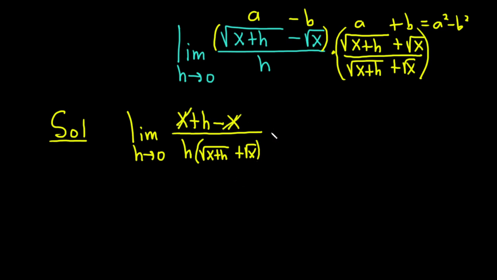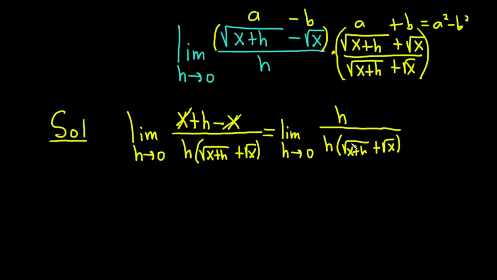These x's go away. So this is equal to the limit as h approaches 0 of h over h, parentheses, square root of x plus h, plus the square root of x. At this point, we can finally cancel the h's, so these go away. This is equal to the limit as h approaches 0 of 1 over, and then we have this stuff on the bottom, so the square root of x plus h plus the square root of x.